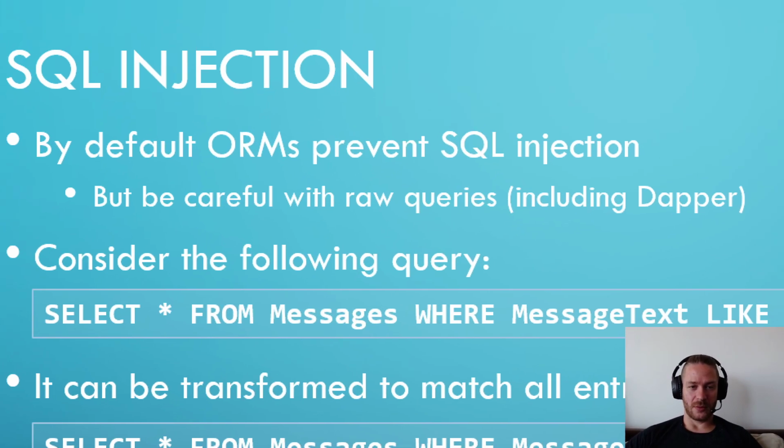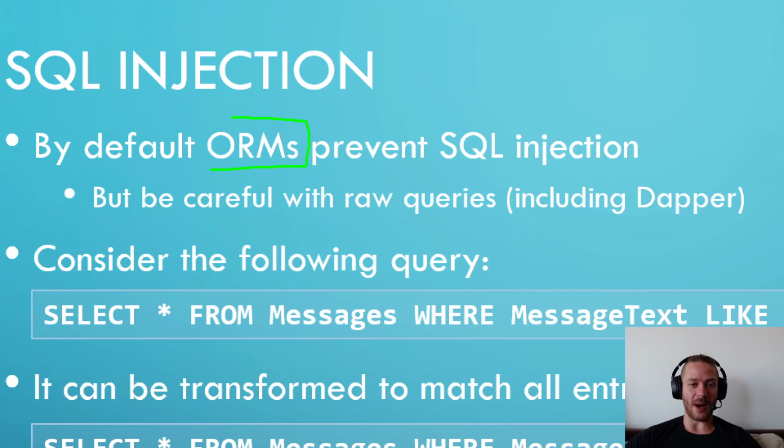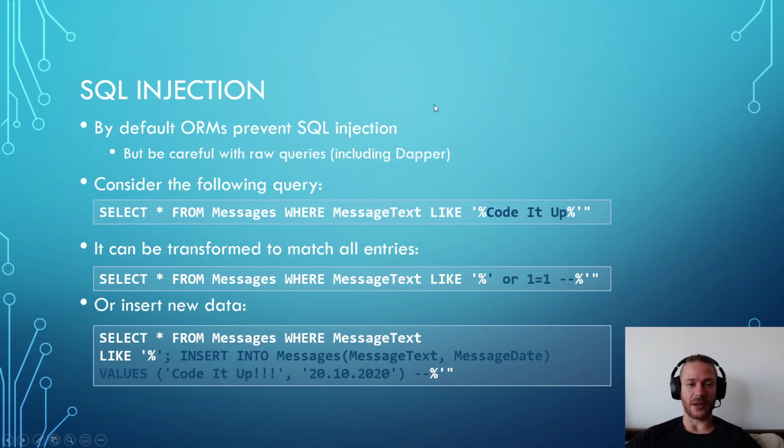So by default, object relational mappers like Entity Framework Core protect you from these kinds of attacks. So if you're using an ORM, you're safe. But if you're using a SQL query directly in your code, if you're using raw queries in Entity Framework or in Dapper or by using the SqlCommand class, you may need to protect your queries from SQL injection.